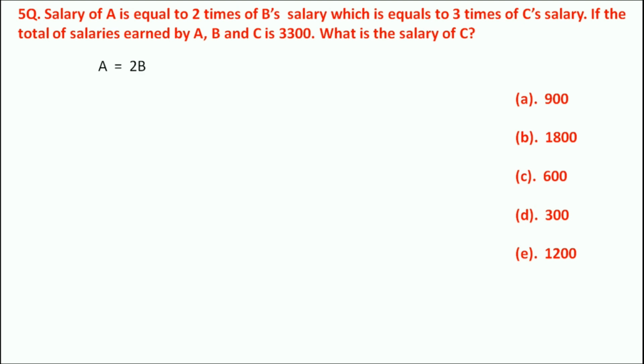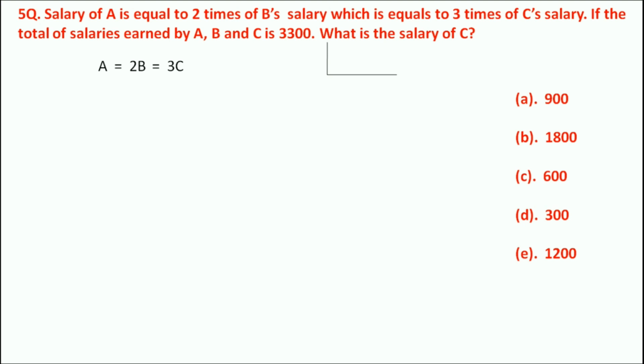It is also given that 2 times B's salary is equal to 3 times C's salary. That is, we can also write it as 2B is equal to 3C. We got the equation A is equal to 2B, which is equal to 3C. Now let us assume that this equation is equal to the LCM of the multiples of A, B and C.